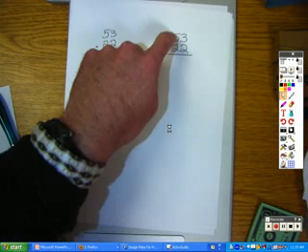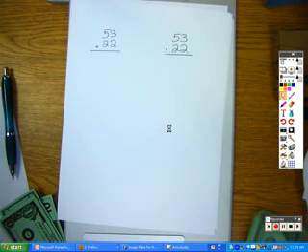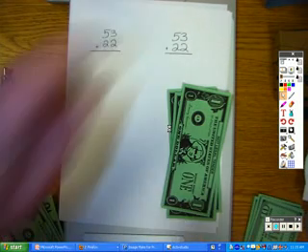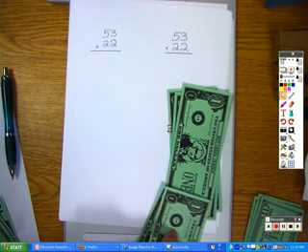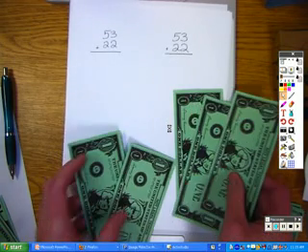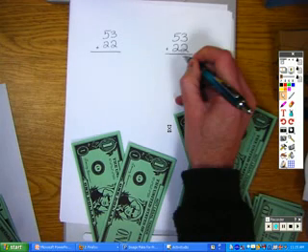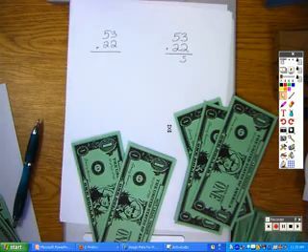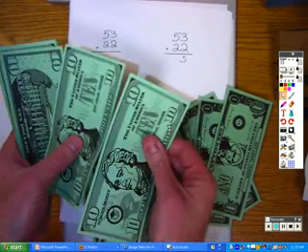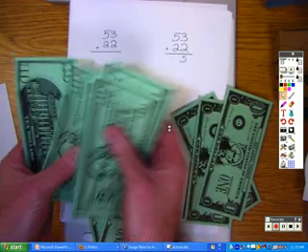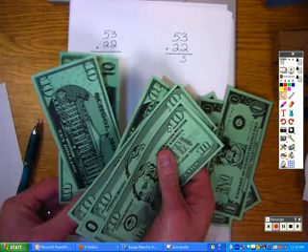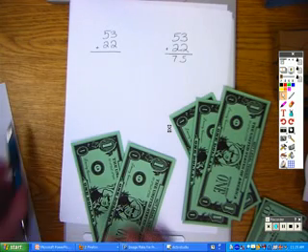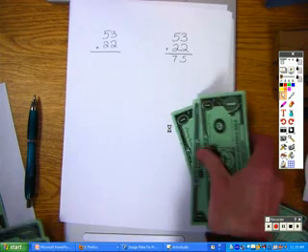When we're adding something like 53 plus 22, we're often asked to add up the small bills first, 3 plus 2. And that would equal a sum of 5. Then we move over and we add up the big bills. 10, 20, 30, 40, 50, plus another 2 more, and we know that that would equal 70. So 75.